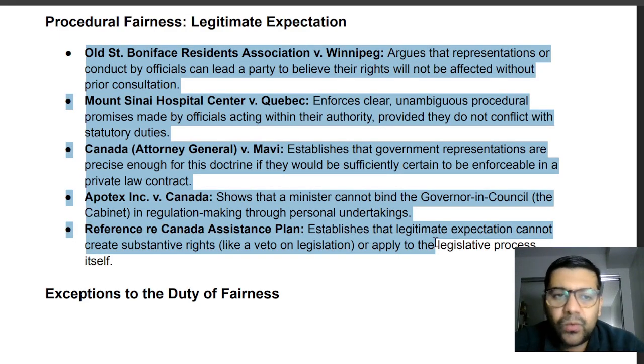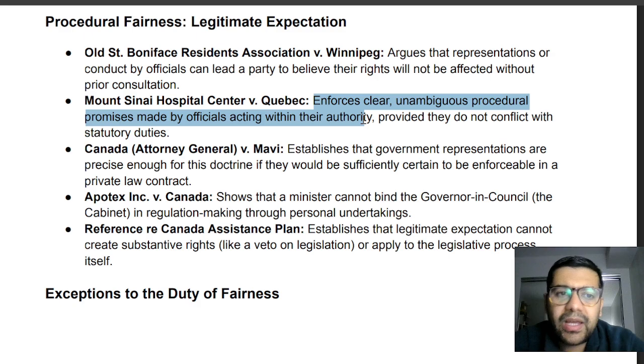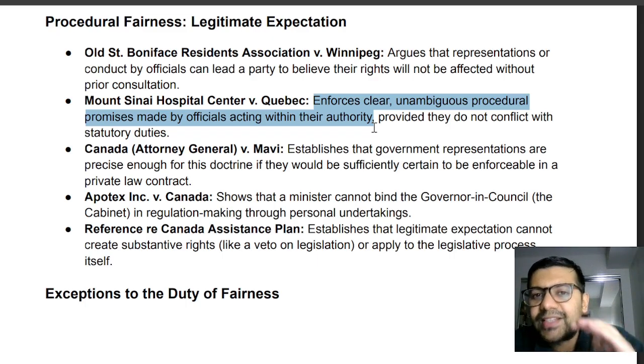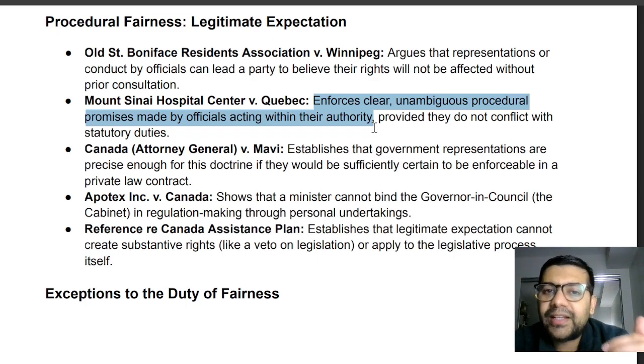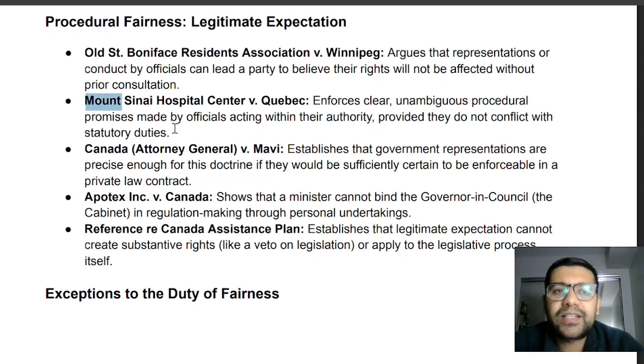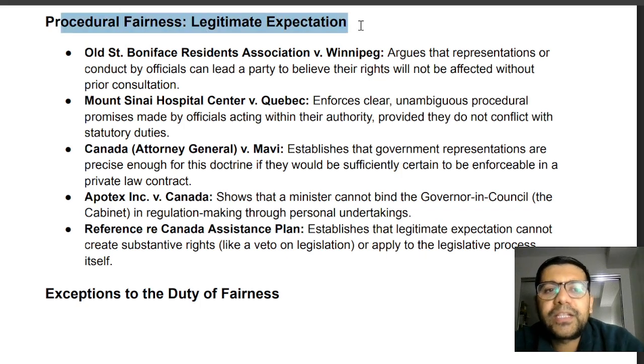You know what? Pick one of those. But this one was more appropriate in this scenario, because I remember this one. Enforces clear, unambiguous procedural promise made by official acting within their authority. Remember, if they say something outrageous, then that's not the legitimate expectation. What they said is within their power, acting within their authority, provided they do not conflict with the statutory duties. Yeah, that's fine. This is the case law. Next time you see something, you go over here and then you apply the same logic. Then you can in fact tell right there, oh, this is legitimate expectation.